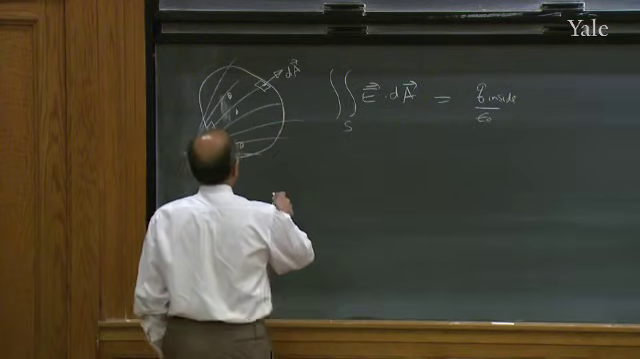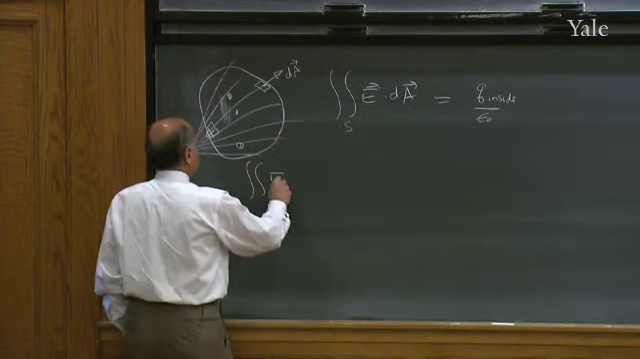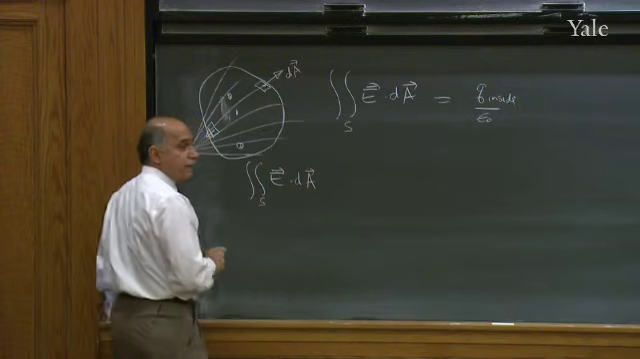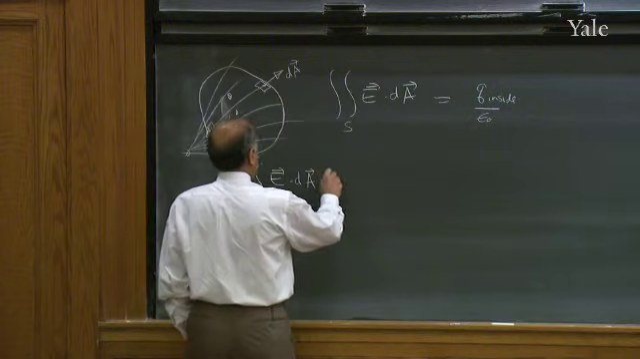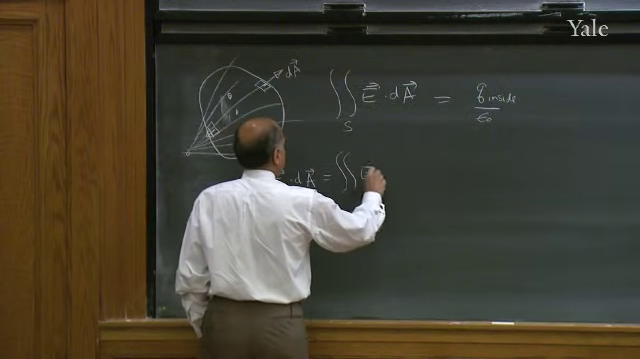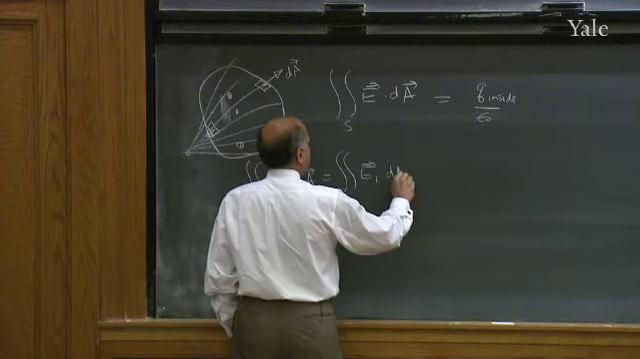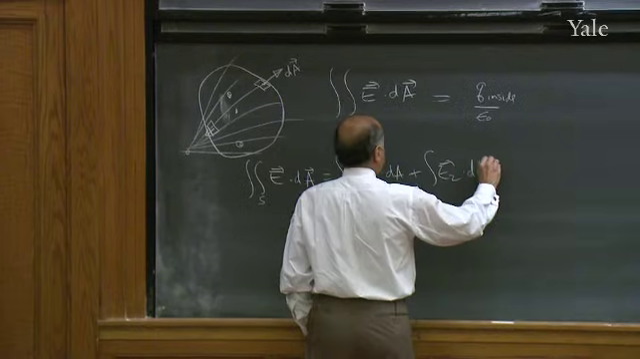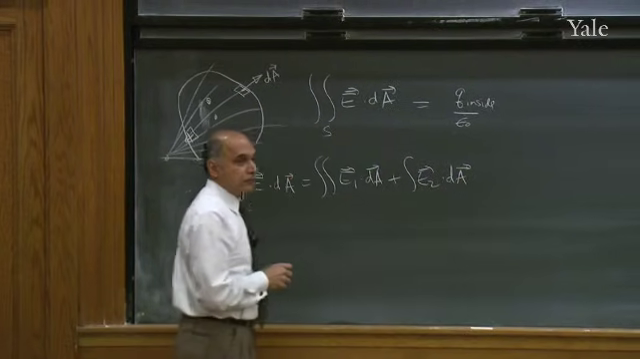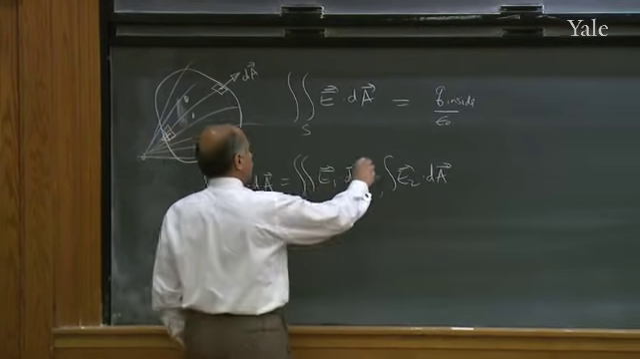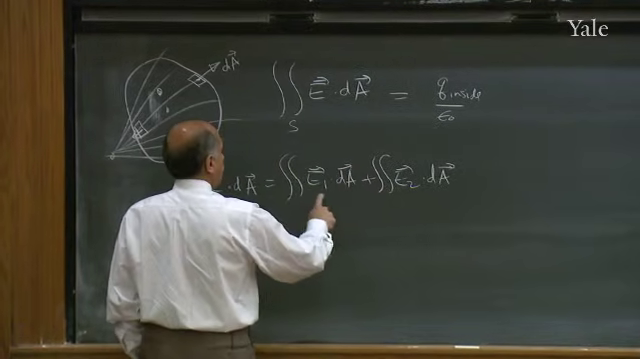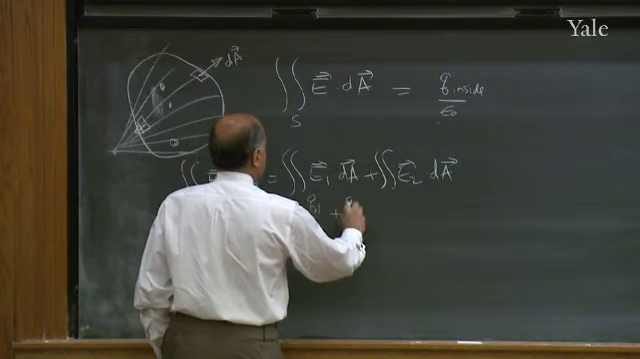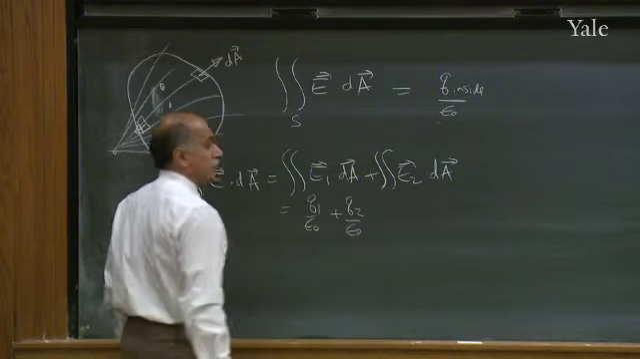If you had two charges, let us take the total electric field dot dA on a surface. But the total electric field is the electric field due to the first charge on that surface plus the electric field due to the second charge on the surface, thanks to superposition. It's the fact that the electric field is additive over charges. But this one is Q1 over epsilon 0. This is Q2 over epsilon 0.